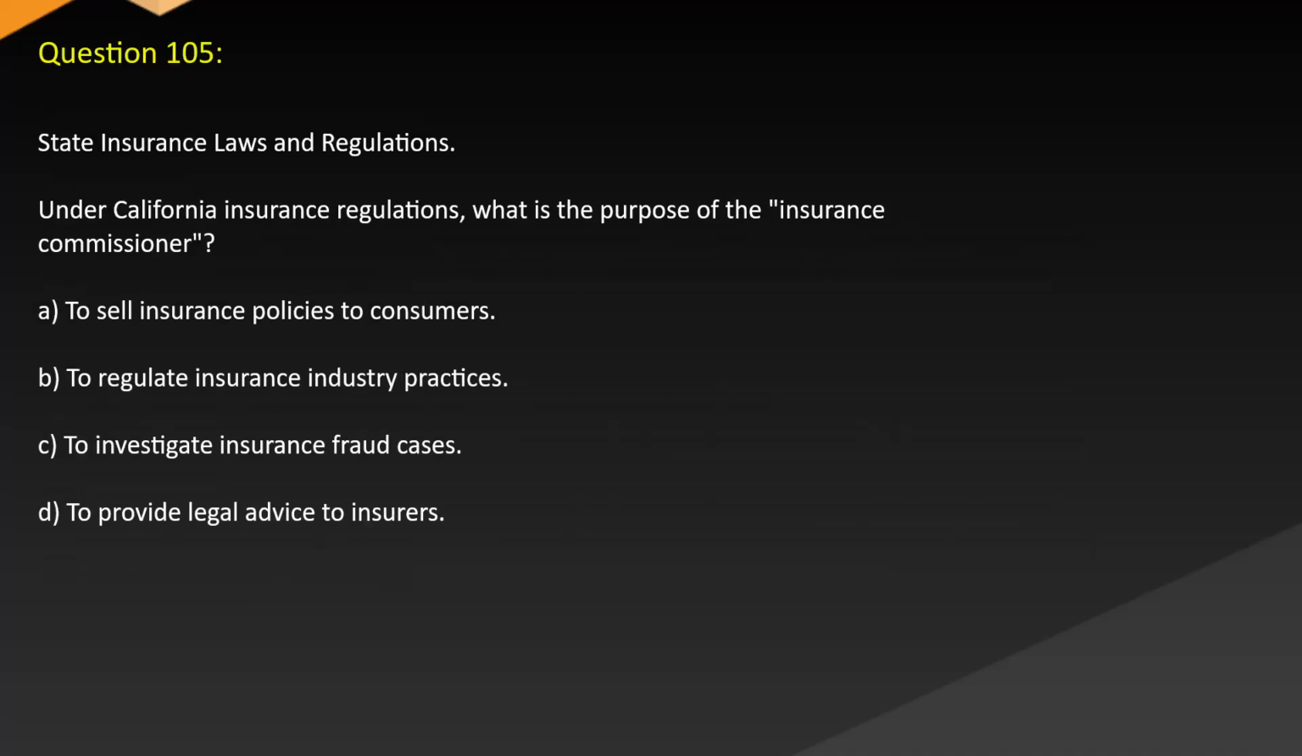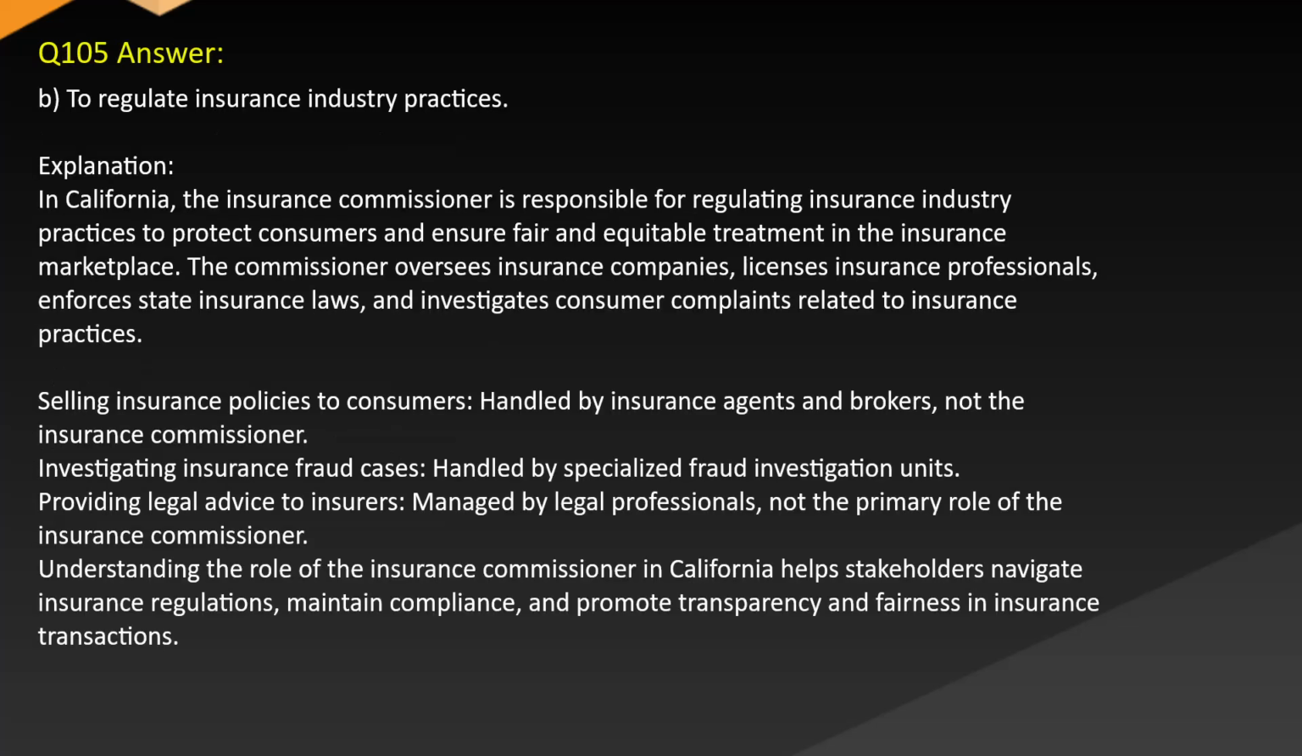Question 105. State insurance laws and regulations. Under California insurance regulations, what is the purpose of the insurance commissioner? A. To sell insurance policies to consumers. B. To regulate insurance industry practices. C. To investigate insurance fraud cases. D. To provide legal advice to insurers. Answer. B. To regulate insurance industry practices.